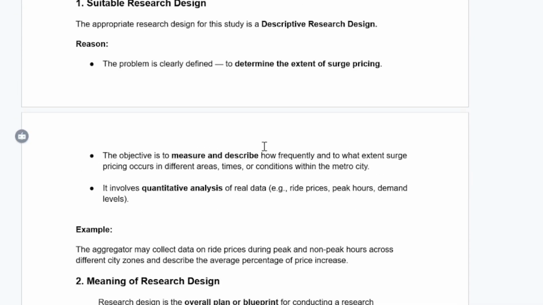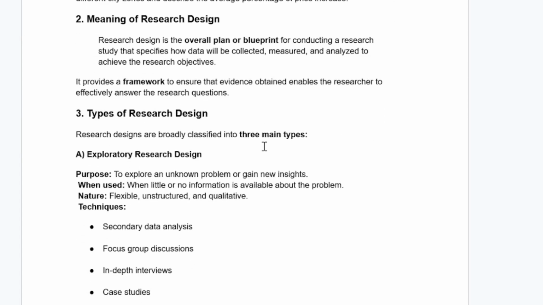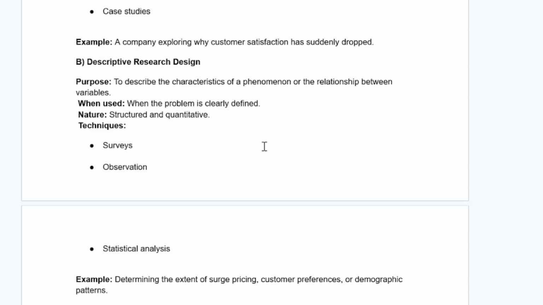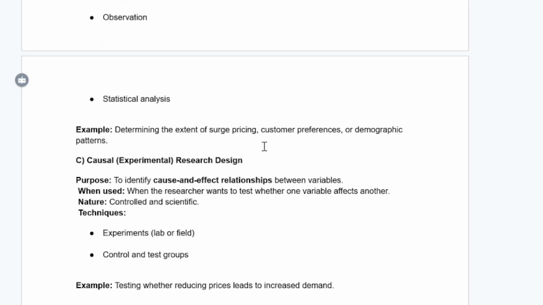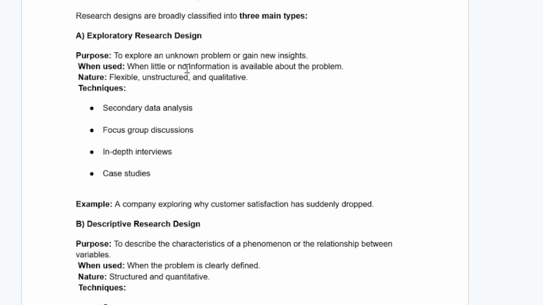Now the second part of this question is we have to describe research design and its various types. So basically research design आपका एक overall plan या blueprint होता है for conducting a research study that specifies how data will be collected, measured and analyzed to achieve the research objective. It provides a framework to ensure the evidence obtained enables the researcher to effectively answer the research questions. So there are mainly three types of research design. First is exploratory design, second is descriptive design, and third is causal, that is experimental research design. We have already discussed the two. Exploratory: the purpose is to explore an unknown problem or gain new insights.